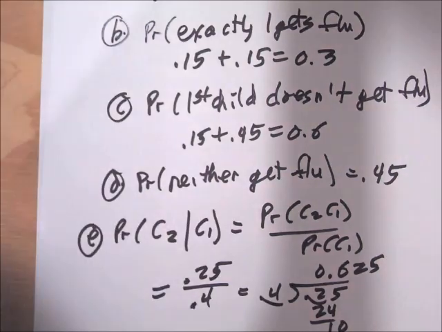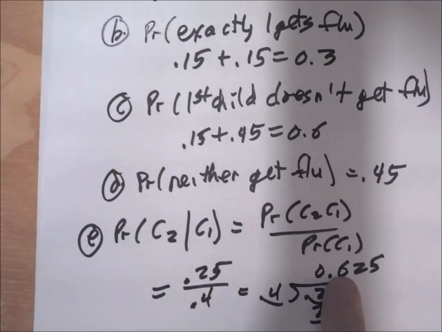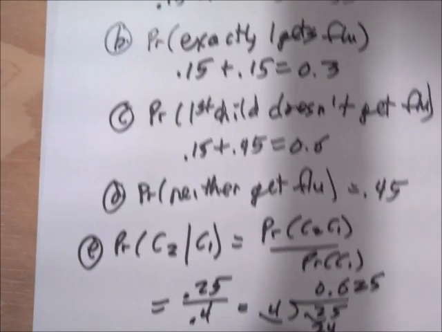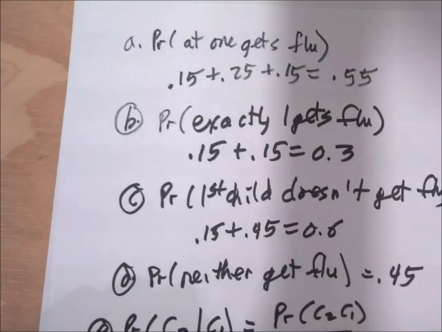But mathematically, what tells us they're not independent events is that the conditional probability of 0.6 something is different from the original probability of 0.4. Okay, so that's the Venn diagram.